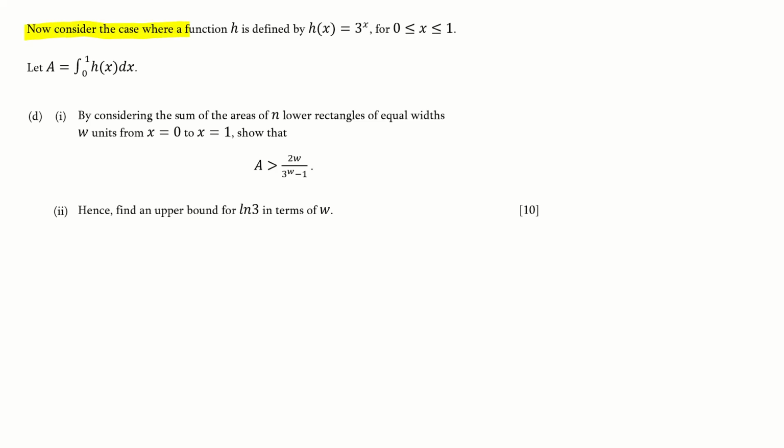Now consider the case where a function h is defined by h of x is 3 to the power x for x between 0 and 1. Let a be the integral from 0 to 1 of h of x, so that will be the area. By considering the sum of the areas of n lower rectangles of equal widths w units from x equals 0 to x equals 1, show that a is greater than 2w over 3 to the w, take away 1.